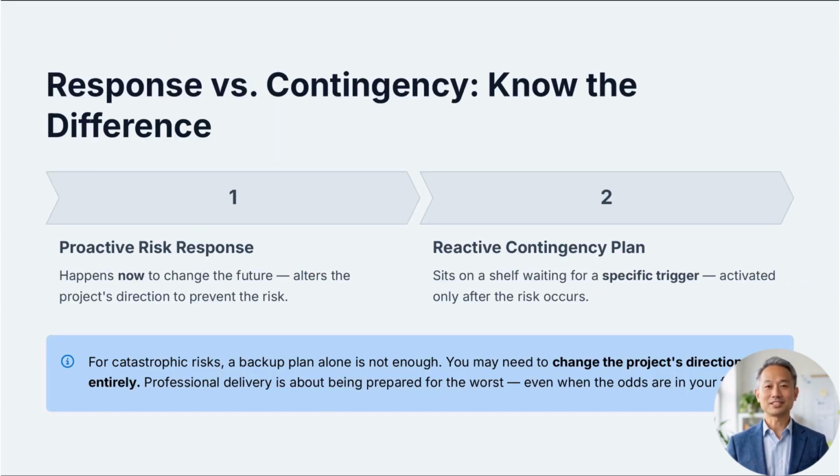Another common trap is confusing a proactive risk response with a reactive contingency plan. A response happens now to change the future, while a contingency plan sits on a shelf waiting for a specific trigger. Many managers think having a backup is enough, but for catastrophic risks, you often need to change the project's direction entirely to ensure success. Professional delivery isn't about being lucky. It is about being prepared for the worst-case scenario, even when the odds are in your favor.